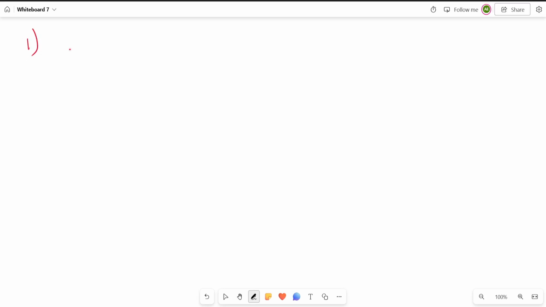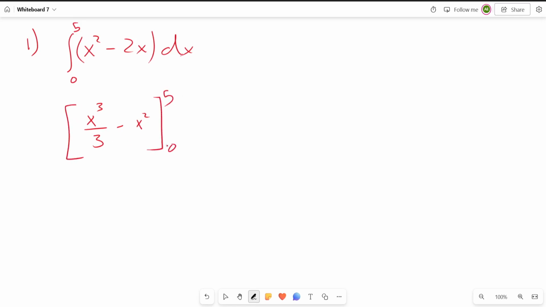So first example, let's say we have integration of x squared minus 2x dx, okay, and our lower bound is 0 to 5. So how can we do this? Again, the first step is super simple. We integrate normally. So this is going to be x cubed over 3 minus 2x squared over 2, or basically this 2 and this 2 will cancel, so basically minus x squared. And then evaluated from 0 to 5.